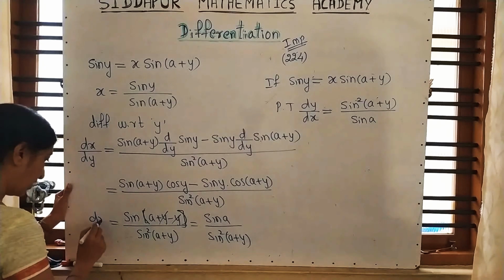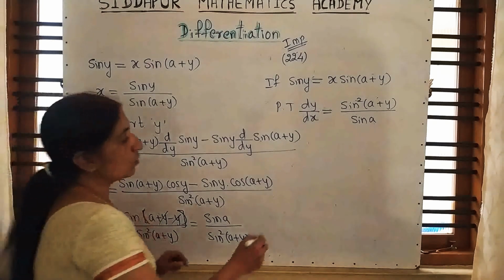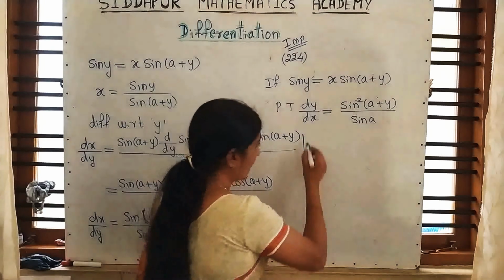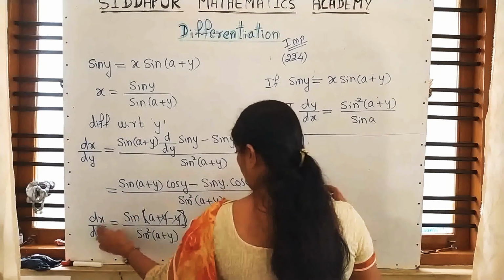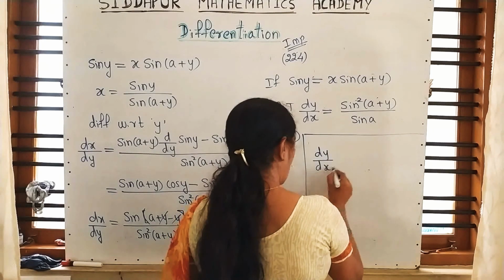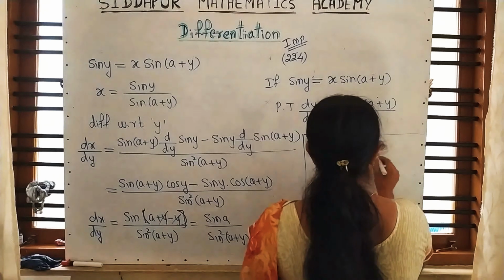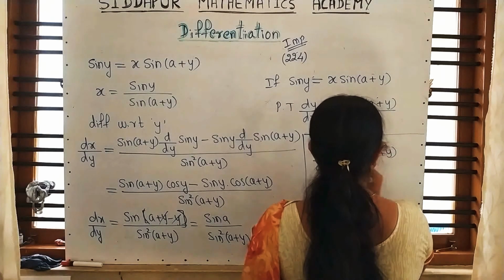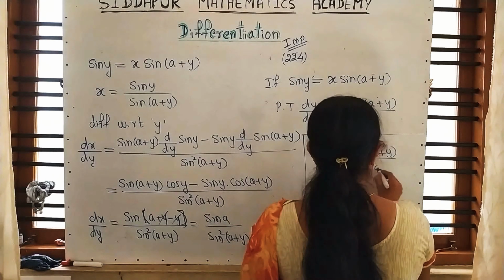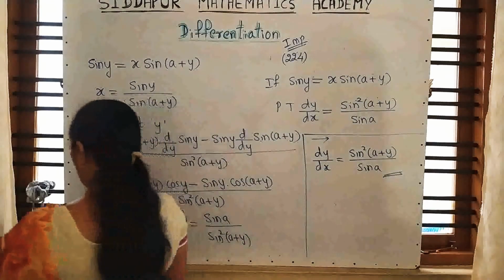But this is what? This is dx upon dy. Please note down. Now write down: taking a reciprocal on both the sides. Taking a reciprocal means it becomes dy upon dx, and this will be written as sin²(a + y) divided by sin a. Here please write down taking a reciprocal on both sides.